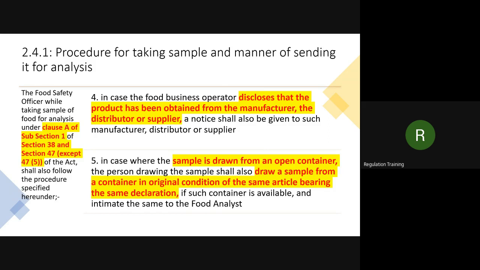So in this case, suppose you are selling open cooking oil from a 15-liter jar, selling 100 gram or 200 gram, the same thing happening in the local market or a small kirana dukan. If a sample of that open cooking oil is lifted, then at the same time, if a sealed product is available, they can also take a sample from the sealed container. So two samples will be lifted, one from the open container and one from the sealed container, just to compare. Understood?